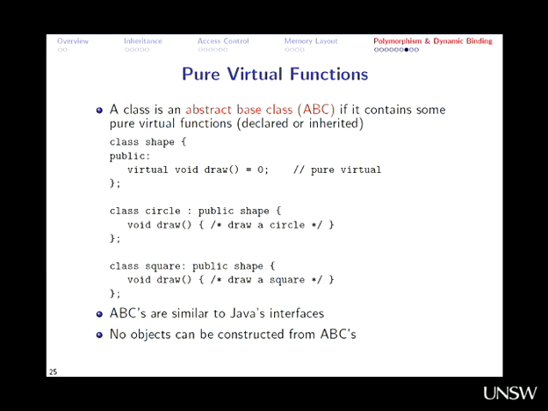This is similar to how Java's interfaces work, okay? You can think of this being exactly the same concept as Java's interfaces. So in Java, we might create an interface called shape, and we say it's got a draw function, and then our circle class implements draw, and our square class also implements draw. No objects can be constructed from these abstract base classes.